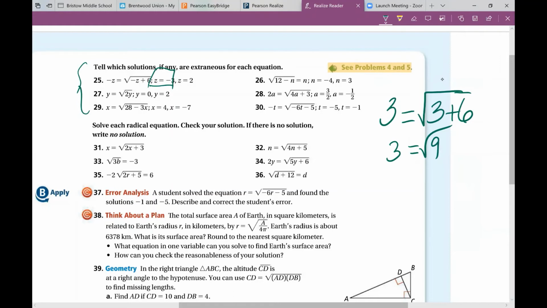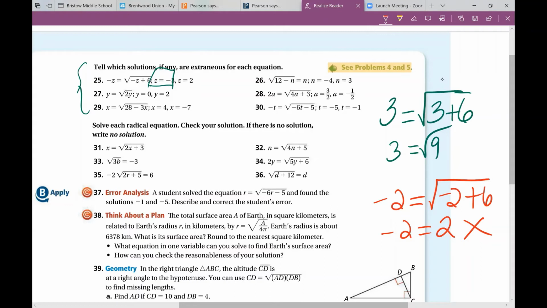I'm going to switch colors and use red, and now I'm going to plug in 2. So negative z would be -2. Well, hopefully you already know that the square root of something cannot be negative as long as you're in an algebra class. So I'm pretty sure that one's not going to work, but let's just keep going. If I plug in 2 for negative z in the radical, I get -2. So 6 minus 2 is 4, and the square root of 4 is 2, which is not -2.